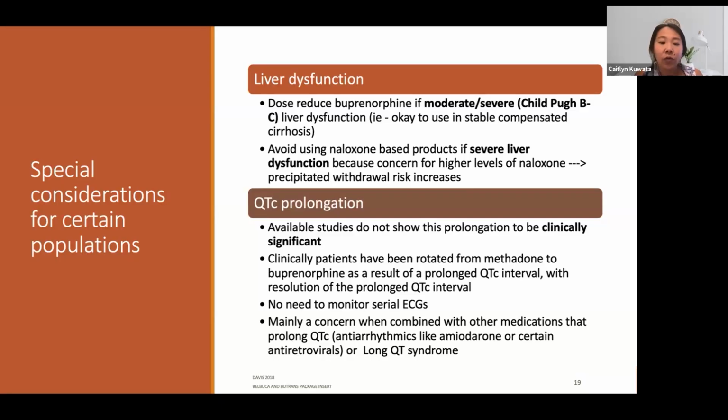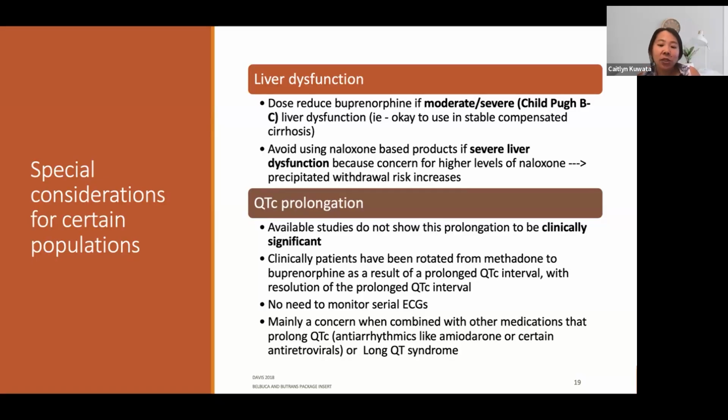QTC prolongation. There are no clinically meaningful studies that show change affected by QTC prolongation for buprenorphine. They do show that QTC prolongs, but it doesn't clinically cause significance. It's important to know, a lot of times for patients who are on methadone with QTC prolonging as a side effect, a lot of prescribers will rotate from methadone to buprenorphine because it's actually safer. And you end up having a resolution of the prolonged QTC. But you do not need to do any special cardiac or serial EKG monitoring if you start patients on buprenorphine.